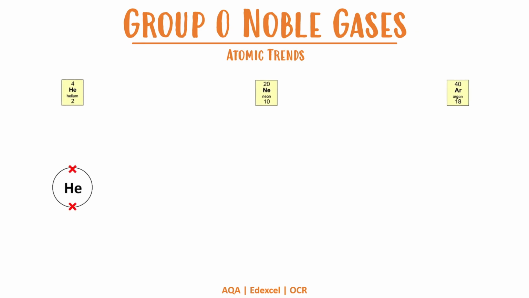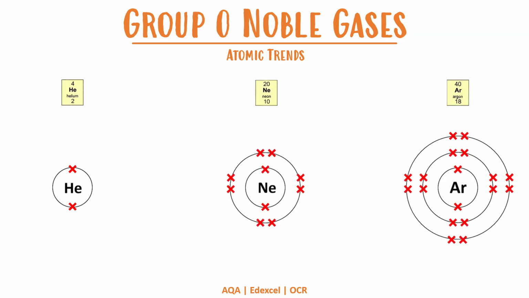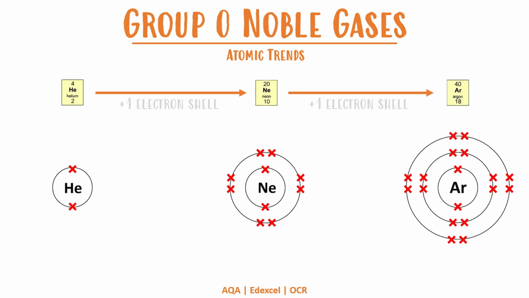Helium here has 2 electrons, and we can tell that from its proton number, and those occupy the first electron shell. Then we have 10 for neon and 18 for argon. We can see here with each of these examples and the rest of our Group 0 elements, their outer shell electrons are full. They're complete. As we go down the group, we're adding 1 electron shell from one element to another.